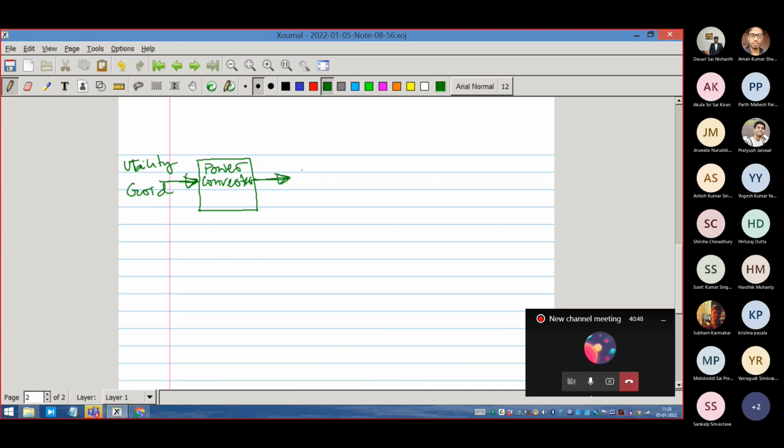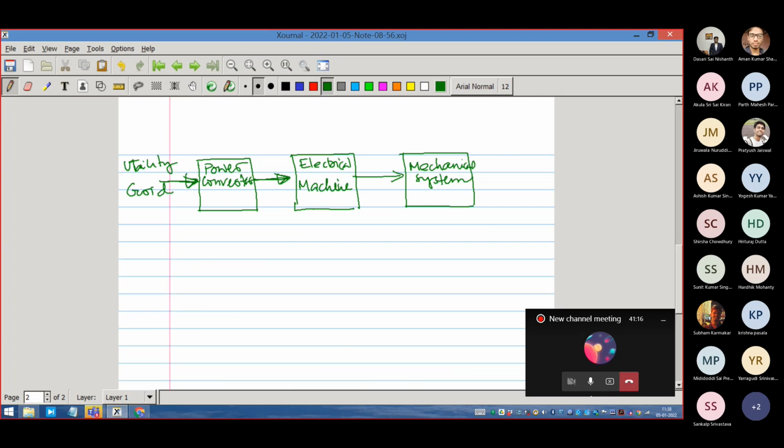From the power converter, it goes to the electrical machine, and from the machine it will go to the mechanical system.